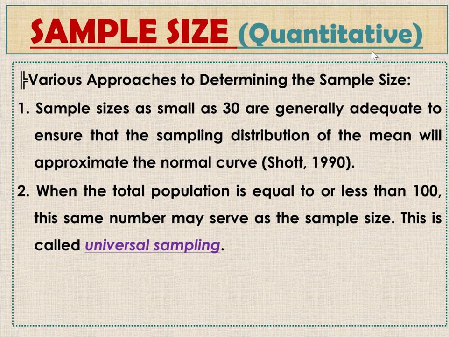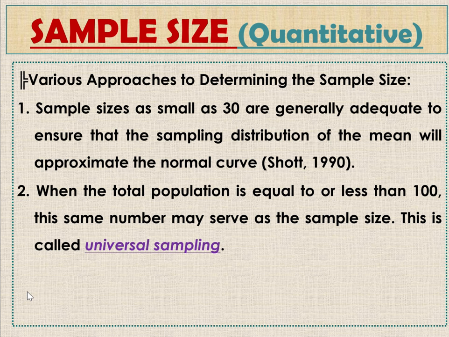So various approaches naman to determine the sample size, and again in quantitative research. So number one, sample sizes as small as 30 are generally adequate to ensure that the sampling distribution of the mean will approximate the normal curve. This according to Schott, 1990.